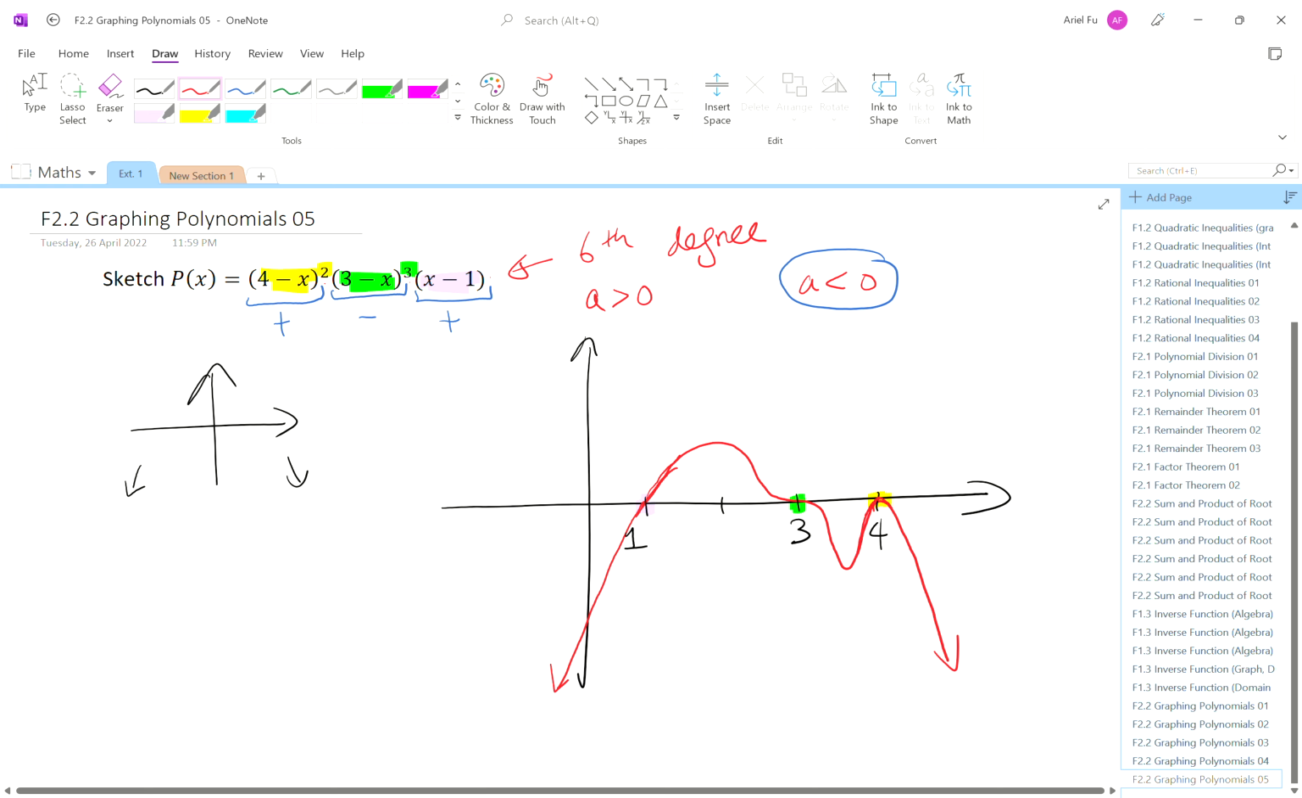And the last thing that's left over is the y-intercept. The y-intercept happens when x equals 0. That means p of 0 gives me 4 squared times 3 to the power 3 times negative 1. That gives you 16 times 27 times negative 1, which gives you negative 432. So over here, this point is negative 432. And that is the graph.